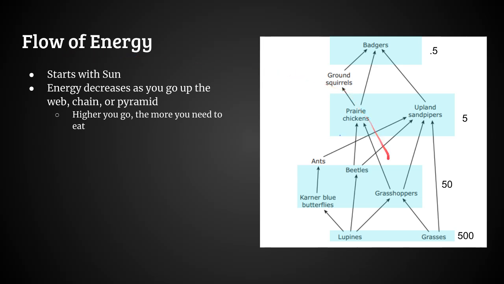So, flow of energy. I couldn't find a really good chart for this one, but it starts with the sun, and it'll go down to your, not consumers, producers, and the energy will be ever decreasing as you go up, meaning that the higher you go, the more you gotta eat. So this badger gotta eat a lot. It's a fat badger.